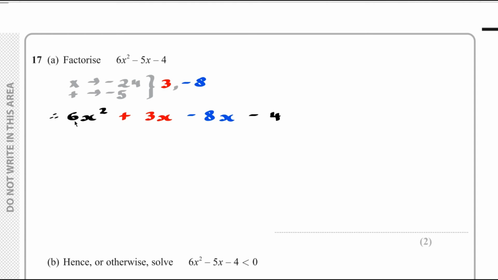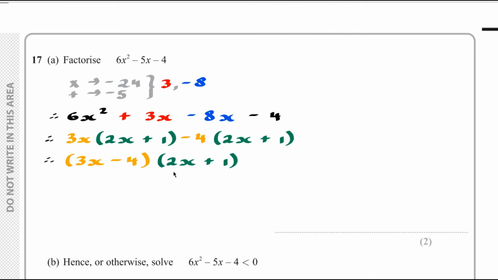And if we factorise the first two terms, we would have 3x multiplied by 2x plus 1. And if I factorise the next two terms, we would have negative 4 multiplied by 2x plus 1. And so if we factorise by grouping, we have 3x subtract 4 multiplied by 2x plus 1. So 6x squared subtract 5x subtract 4 is equivalent to 3x subtract 4 multiplied by 2x plus 1.